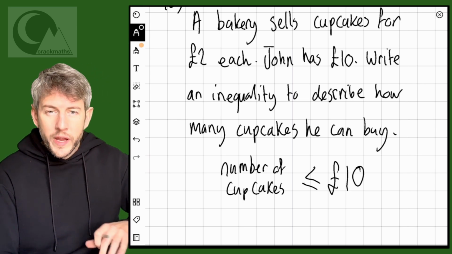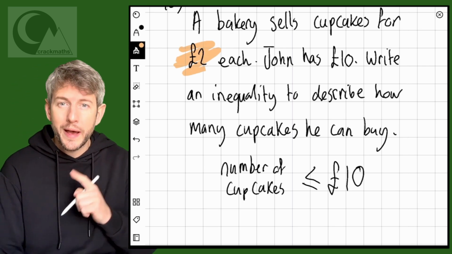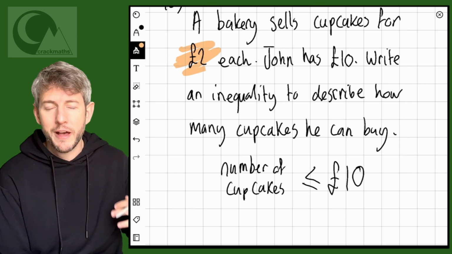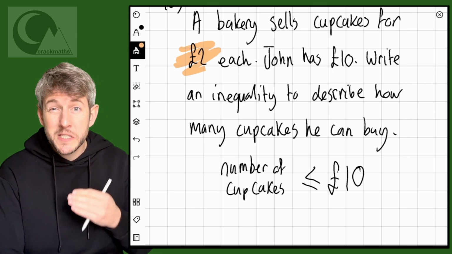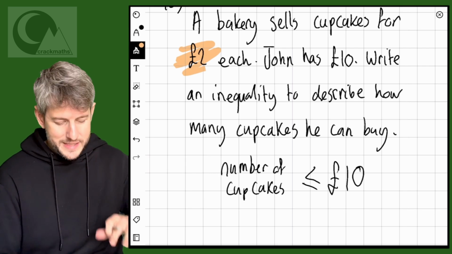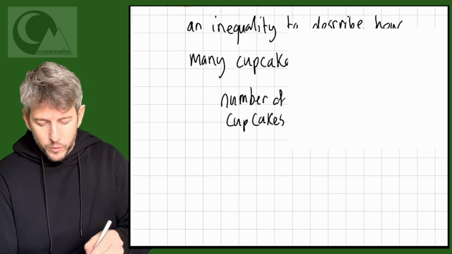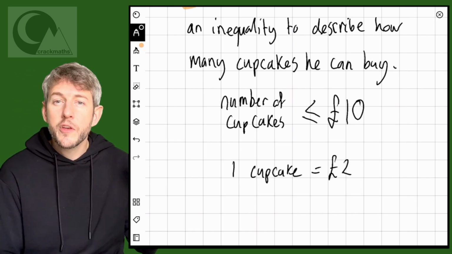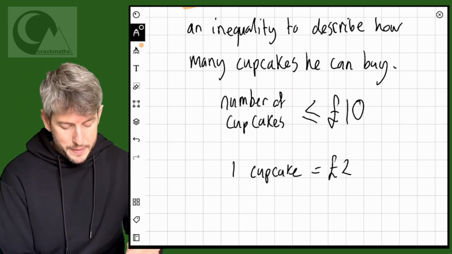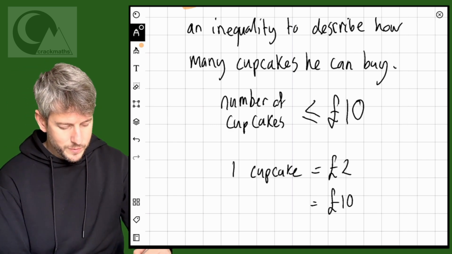Okay, so we know that the cupcakes cost £2 each. So what we have to think about is how many cupcakes we could buy if he spends the whole of his £10. So what I'm going to do is just write this out. So 1 cupcake equals £2. So how many cupcakes could he buy for £10? I'm going to go up here, and I'm going to write £10 down here.